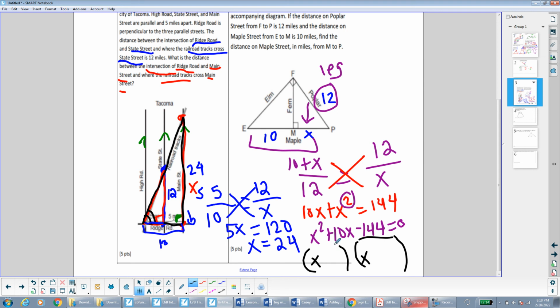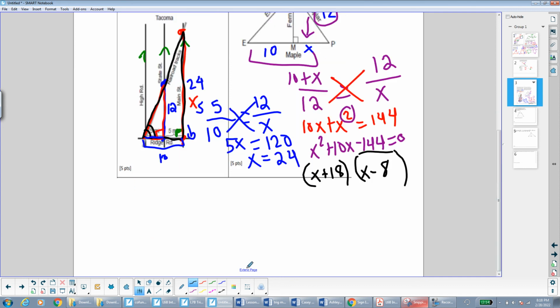Since we want the sum to be positive, the larger number, 18, should be positive, and the smaller number, 8, should be negative, so that when we multiply them, we get negative 144. 18 times negative 8 is negative 144. 18 plus negative 8 is positive 10, just like we need.